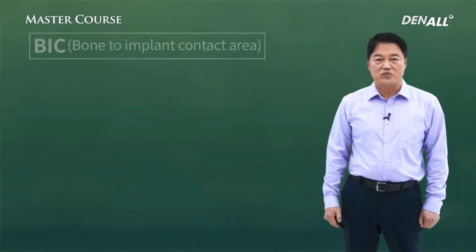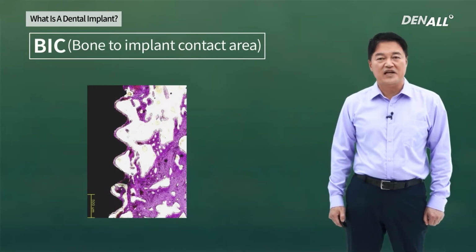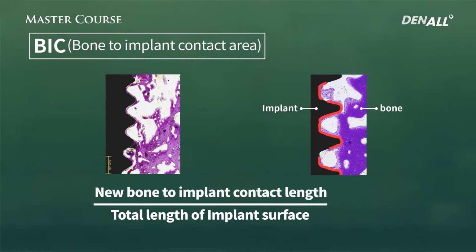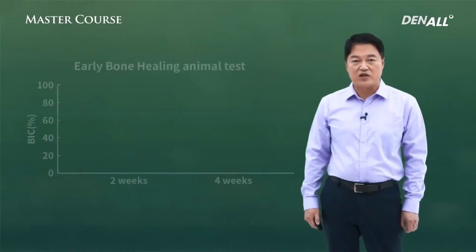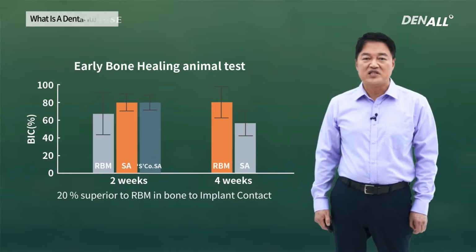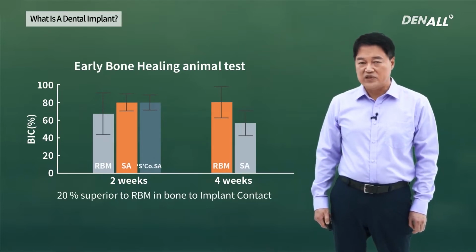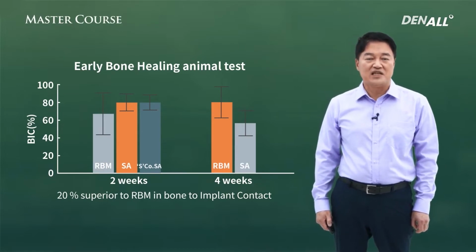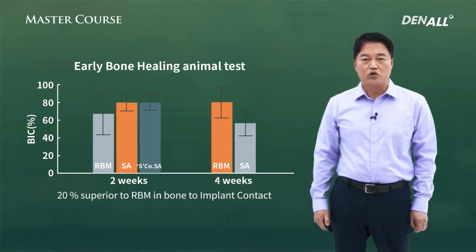There's a very important terminology, BIC, which is bone to implant contact area. Total length of implant surface divided into new bone to implant contact length is BIC. It shows how well osseointegration has occurred. It's shown in percentage. The higher the BIC, the better the osseointegration. So when you develop a new surface with animal study, you check whether BIC has increased and whether osseointegration has improved. As you study implant, this is something that is going to come up repeatedly, so you should remember this point.